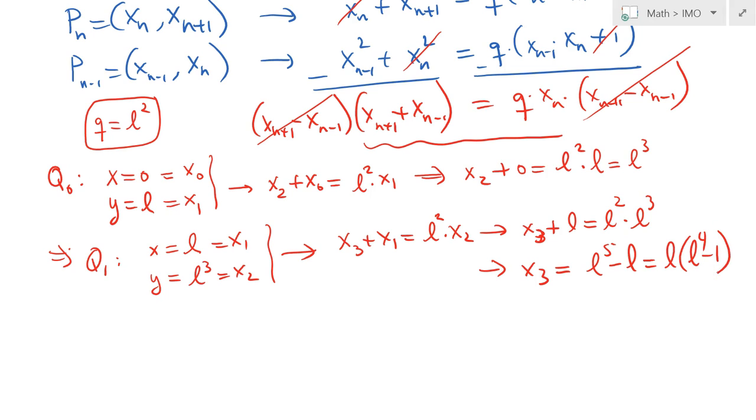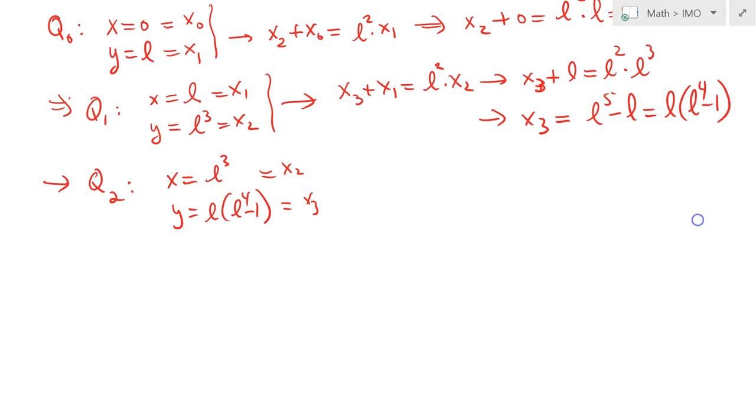Okay, and you can proceed in that fashion. What we found here is that q2 is given by the lattice points L cubed and L times L to the 4 minus 1. Remember, L was an integer, obviously. This is just a beautiful result. As an example, I tested it for q equal to 9, and it works really nicely.